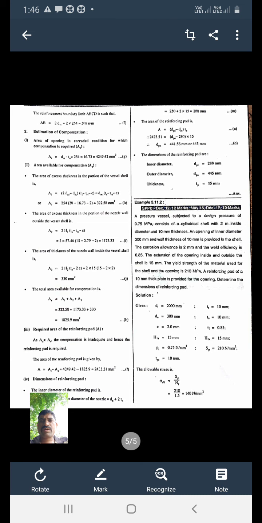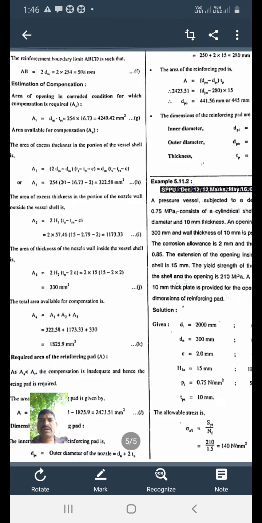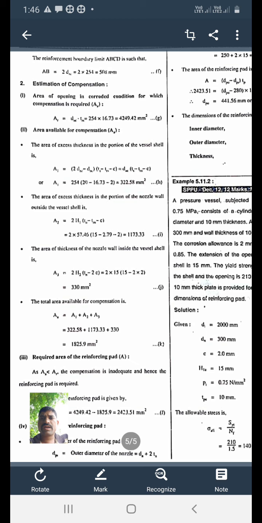Then next we want to calculate the ABCD boundary we will consider. Okay, then we want to calculate the distance. AB is equal to 2 dnc. You will get the 508 mm.